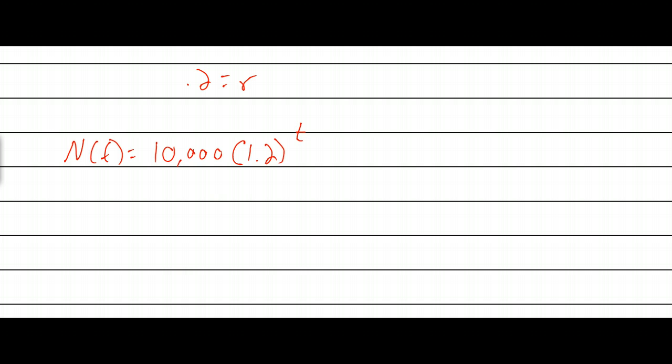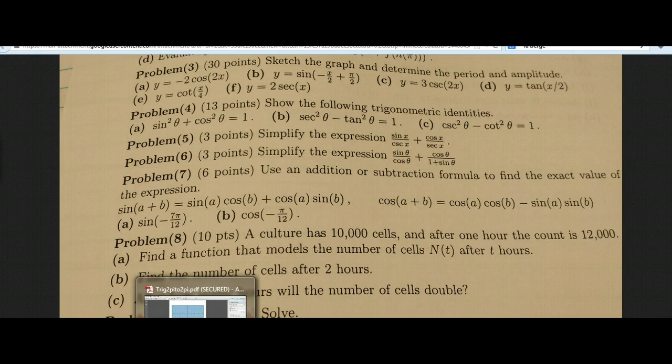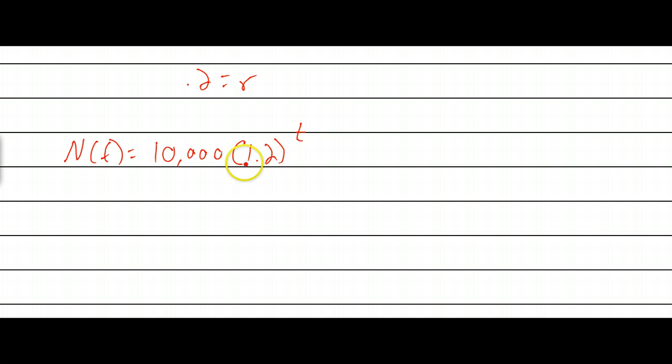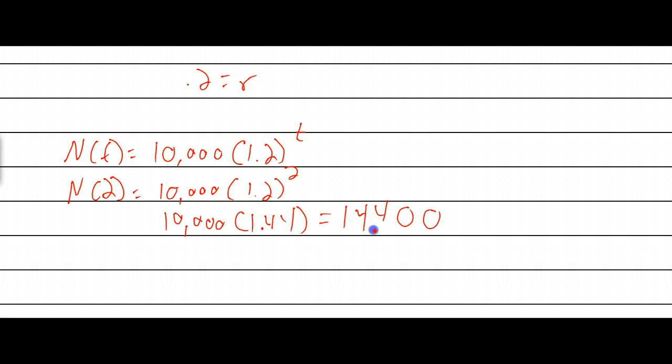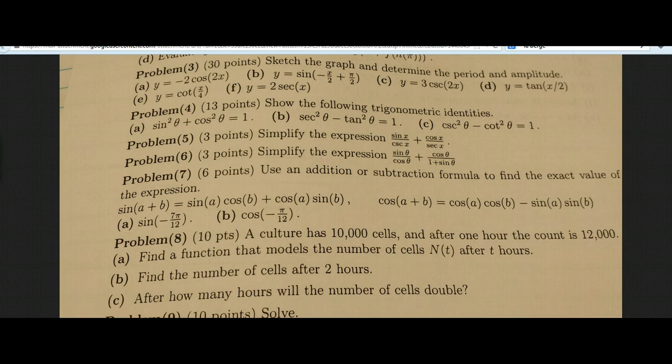All right. Now it says find the number of cells after 2 hours. Well, we're just going to plug it in. So you have N of 2. That's 10,000 times 1.2 to the second power, squared. Again, I don't have a calculator right now, so let's see, it's going to be 144, so 2 decimal places. And you have 1, 2, 3, 4, so just 2 more. So it'll be 14,400 cells after 2 hours. So after 2 hours, you have this much. That's part B.